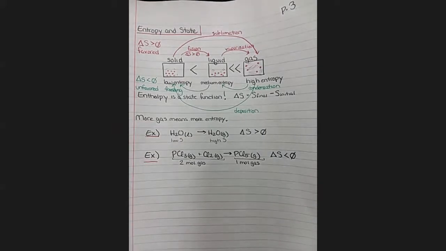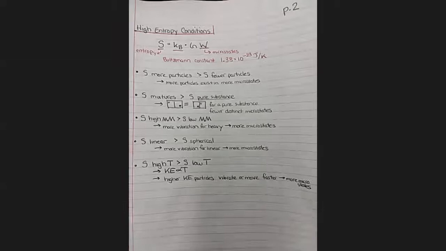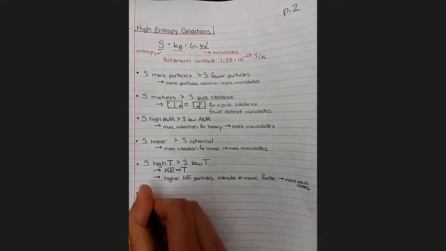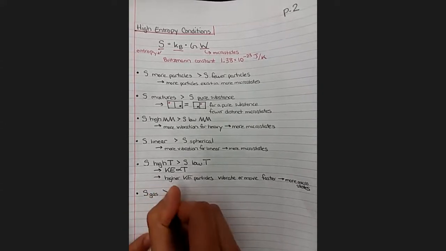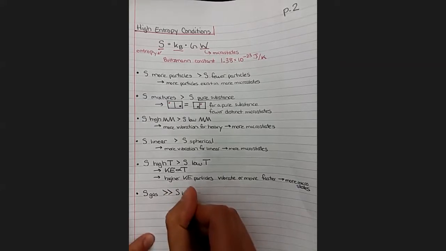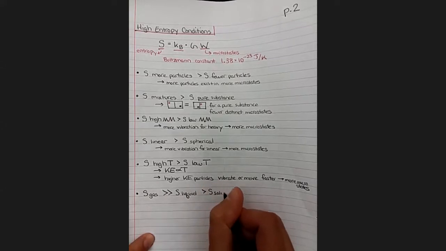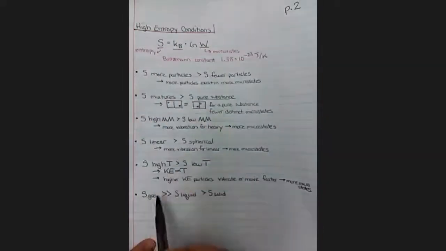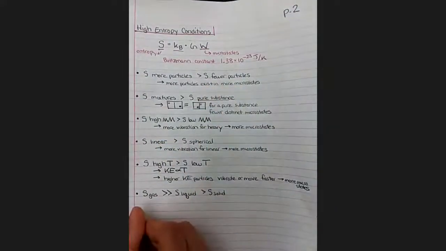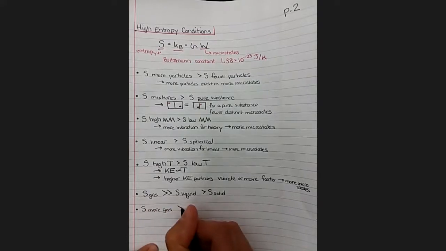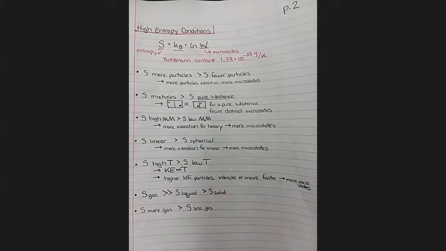Okay, so let's go back to our previous page and let's add in those things we learned to the list. So we'll add that the entropy of a gas is much, much greater than the entropy of a liquid, which is greater than the entropy of a solid. So if we want to increase the entropy, we can add more gas particles. And we said that the more gas you have in the container is higher entropy than if you have less gas in the container.